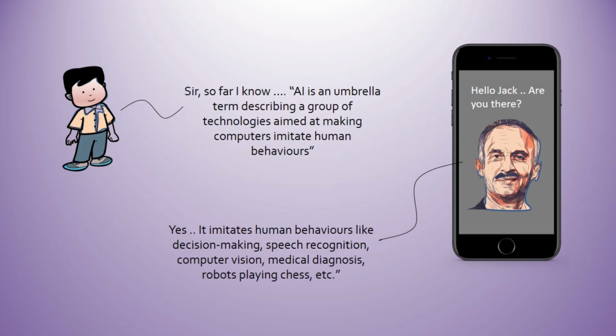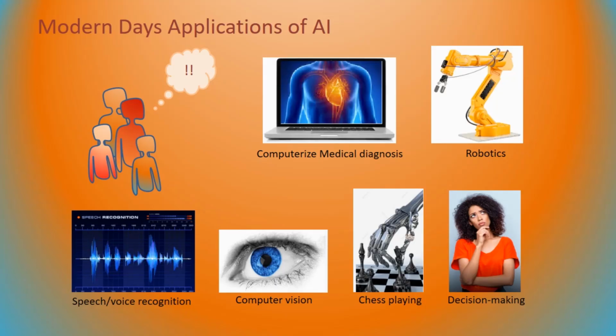Hi friends, this is the time to start with the definition of artificial intelligence. Definition is a flag that clarifies the path ahead. AI is an umbrella term describing a group of technologies aimed at making computers imitate human behavior. It includes technologies like expert systems, natural language translators, neural networks, robotics, speech recognition, 3D vision, etc.